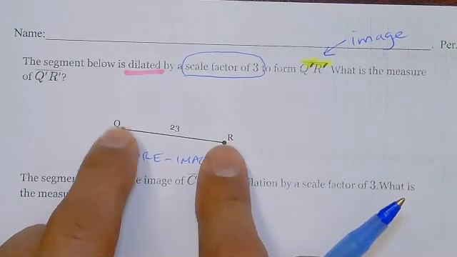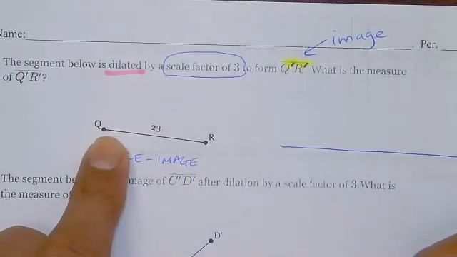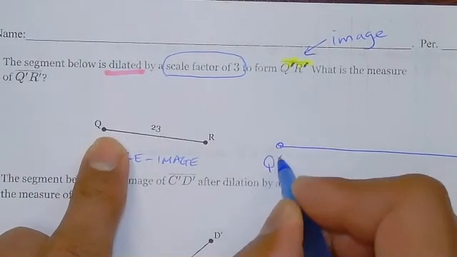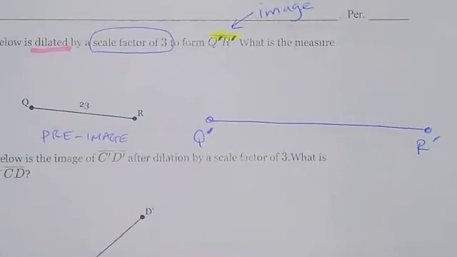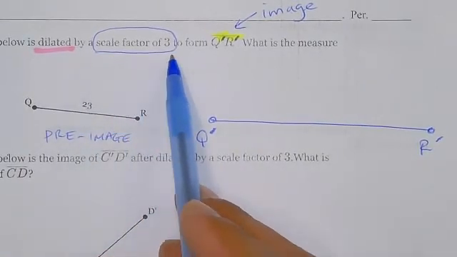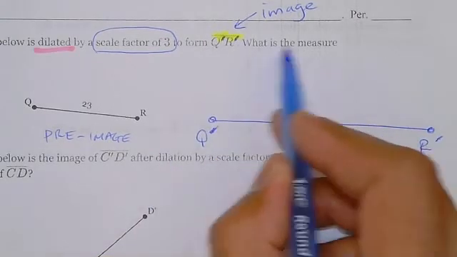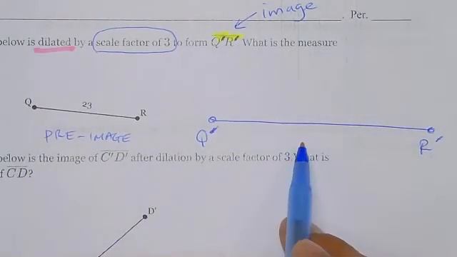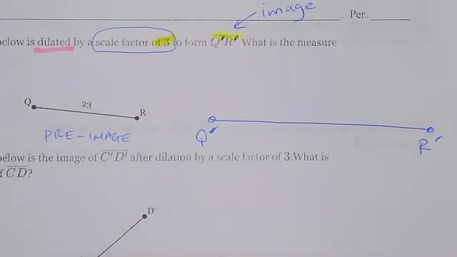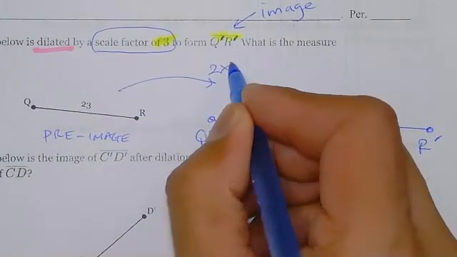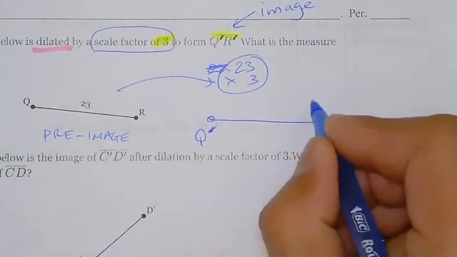So is this the first one? Yeah, this is the pre-image. If it's going to go to a scale factor of 3, do you guys agree it's going to be 3 times bigger? Because that's the one that's the Q with the hyphen and the R with the hyphen. So it's going to be dilated by a scale factor of 3 to form, it tells you right there, this QR with the little hyphens. So then the question is, what is the measure of this one? What would be the measure of this one, guys, if the scale factor is 3? Well, wouldn't that be 23 times 3? 69? Oh, it is.